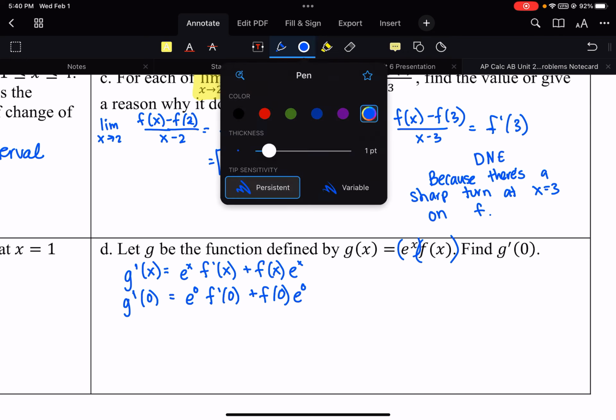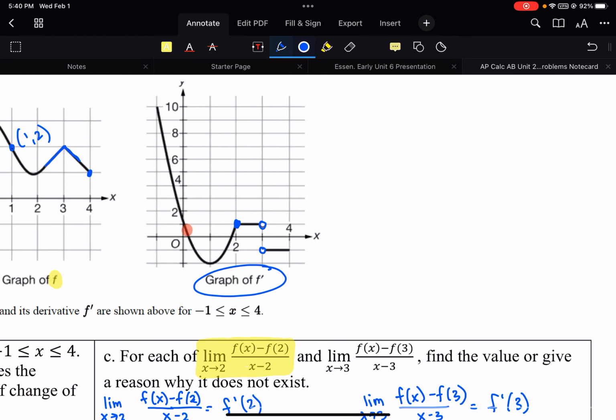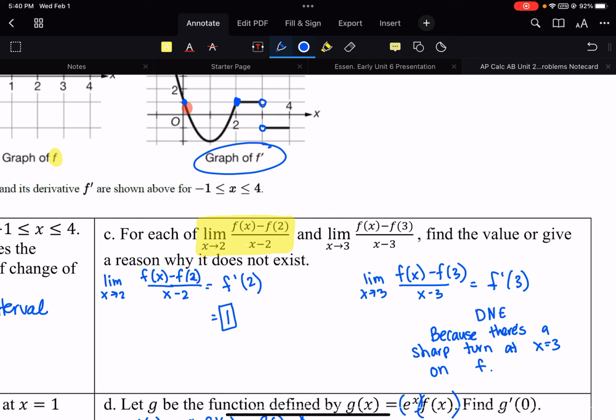Both of these steps are necessary. You want to show both of these steps. This first one shows that you know the product rule. This second one shows that you're plugging in 0. As you start simplifying these following steps, you could probably condense them. E to the 0 is 1. I'm going to check my graph to figure out what f primed of 0 is. So at 0, f primed is 1.